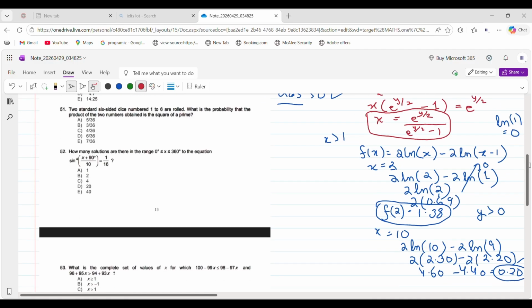Let's move towards 51st question. Two standard 6-sided dice numbered 1 to 6 are rolled. Okay, so 2 dice are rolled. Not 1 but 2. Initially read the question. What is the probability that the product of the two numbers obtained is the square of a prime number? So basically they are here asking to find the probability, not of one die but of 2 dice.